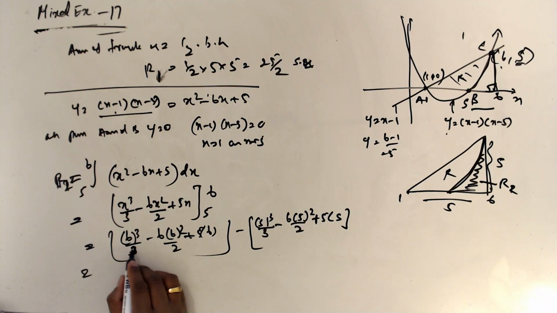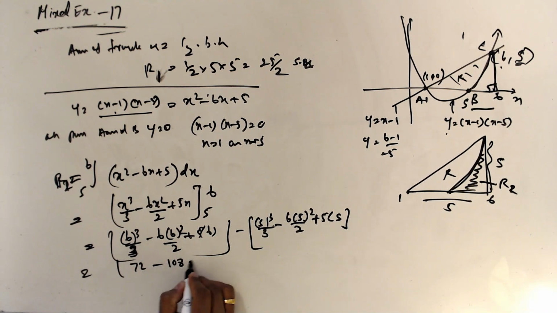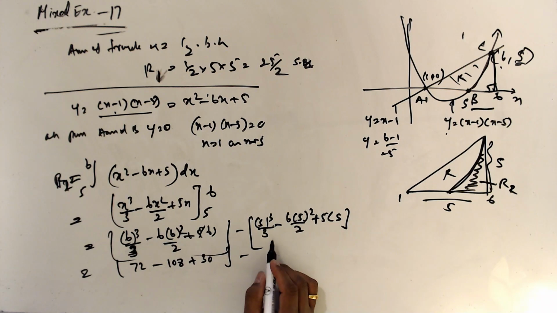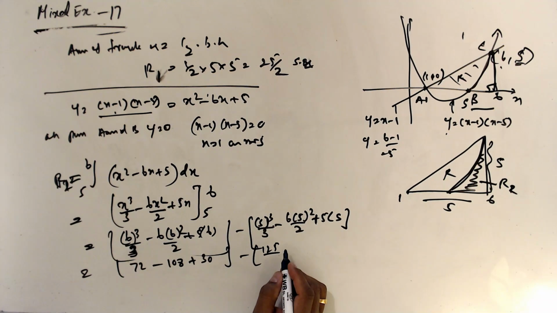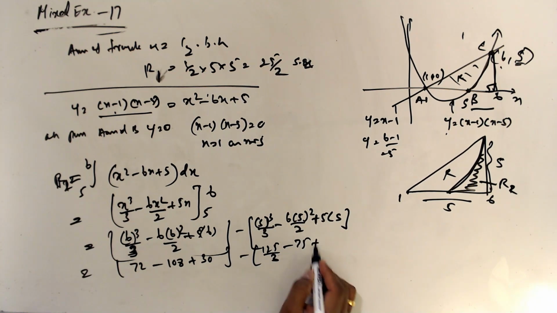So 6 cube is going to be, okay, this is going to be 72 minus 108 plus 30, minus 5 cube, which is 125 over 3, minus 75 plus 25.